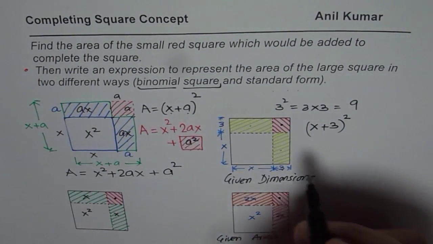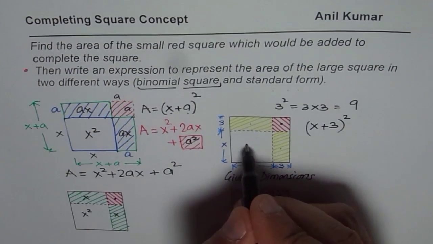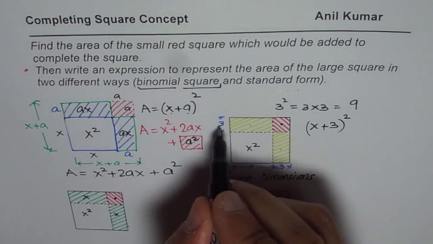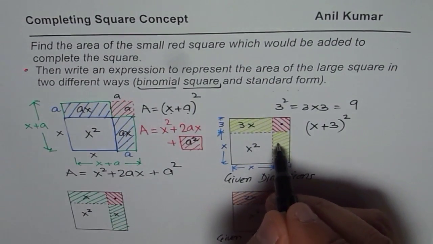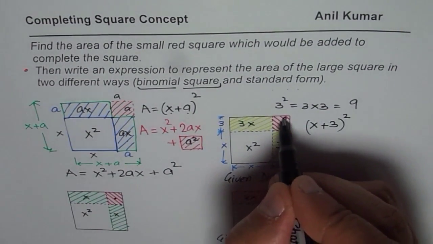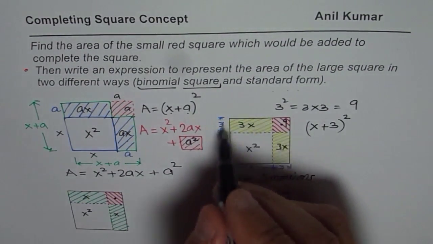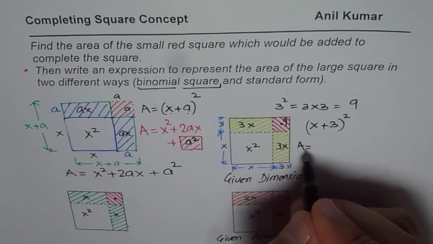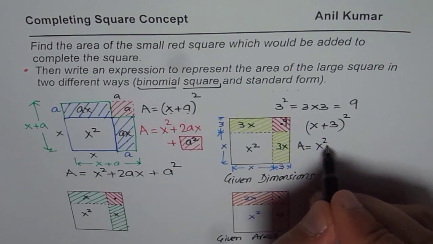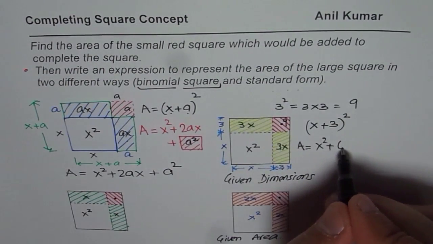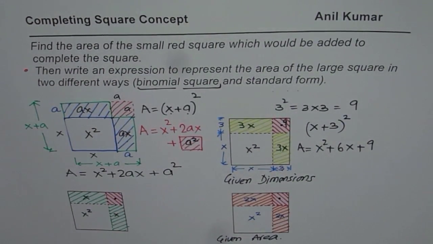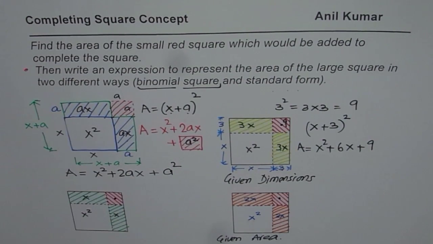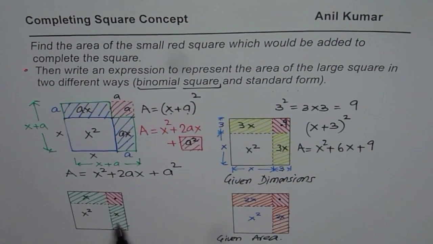Perfect. And the standard form, area of this square will be x square. Area of this square will be 3 times x. Well, 3 and x, right? 3 times x. And this one we found 9. So total area will be, let me write this time with a, equals to x square plus 3 and 3, 6x plus 9. That's it. Correct. So that is how you have to solve these questions. Let me do one more, the last one for you.